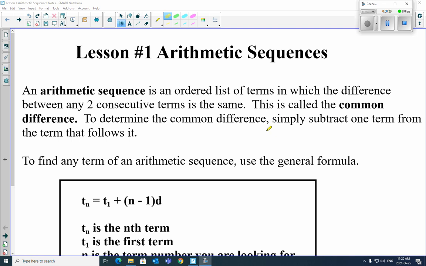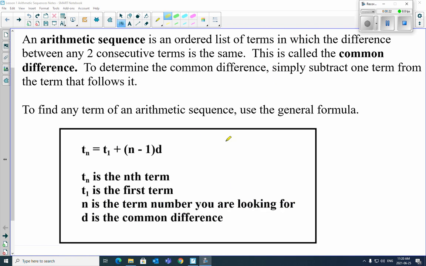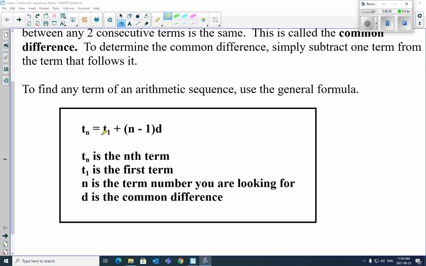So here's the interesting formula. This is the general formula: t_n equals t_1 plus (n minus 1) d. Here's everything. T_n is just the nth term. So for instance, if I said the 10th term, you would have t with a little 10 down here, right? T_1 is just the first term, whatever you start with. N is the number of the term you're looking for. So if it's the 15th term, n would be 15, and d is just the common difference. You don't have to memorize this formula, you're given it, and you just have to know how to use it. Okay, so let's look at the first example.